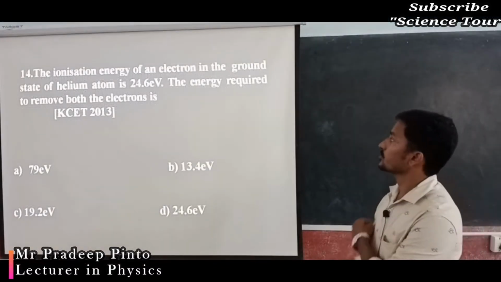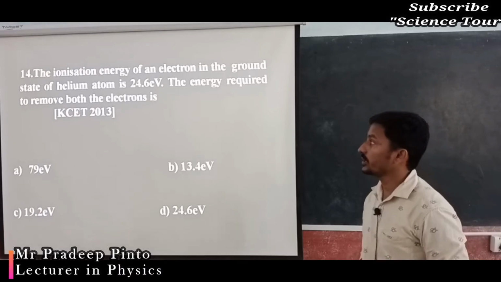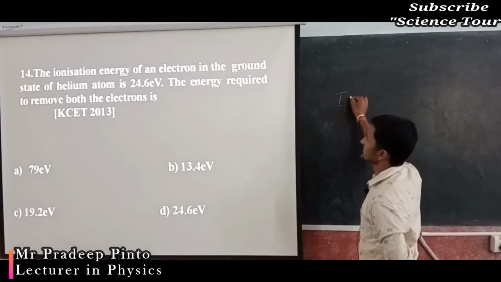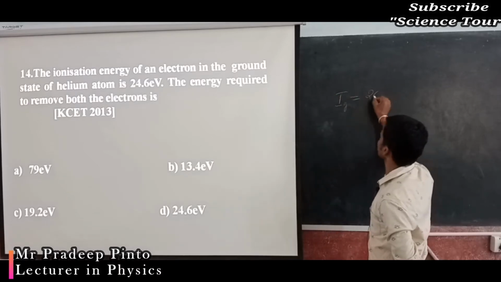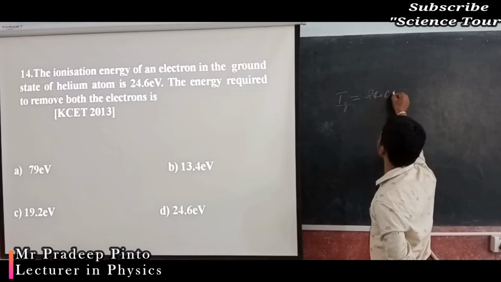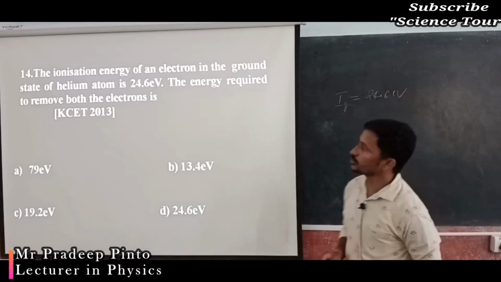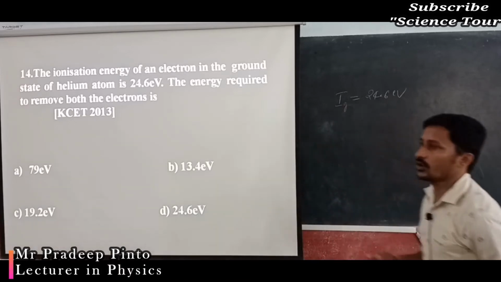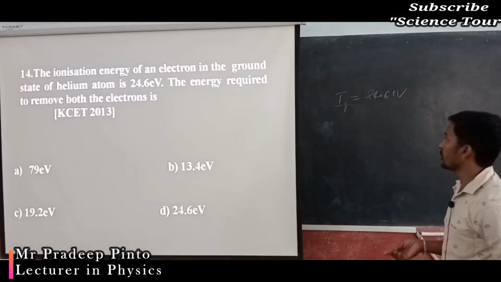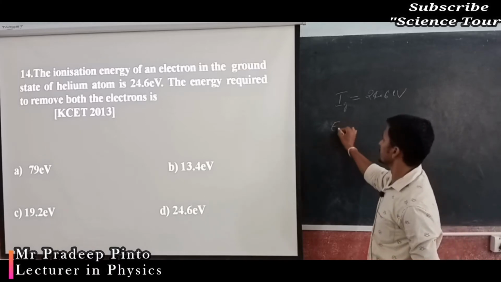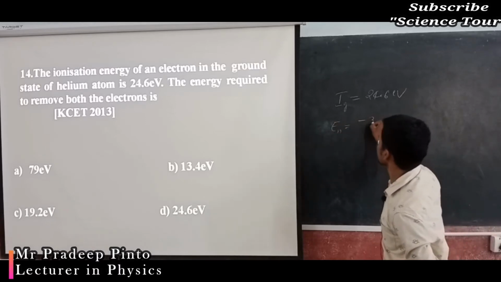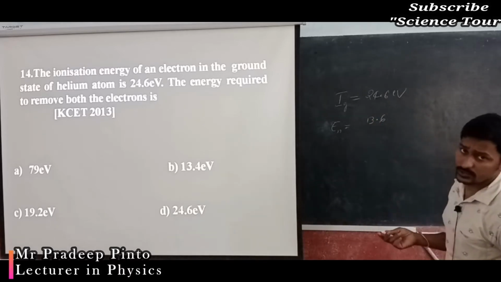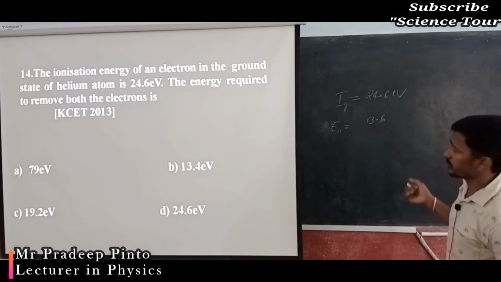The ionization energy of an electron in the ground state of helium is 24.6 eV. So ionization energy for the ground state of helium is 24.6 eV. The energy required to remove both the electrons, helium which is having 2 electrons, right? So after that you have to remove the second one, means for the helium next state what is the energy, that is minus 13.6. So I can write down first plus itself, since it was bound, that much energy was there that I have to remove.